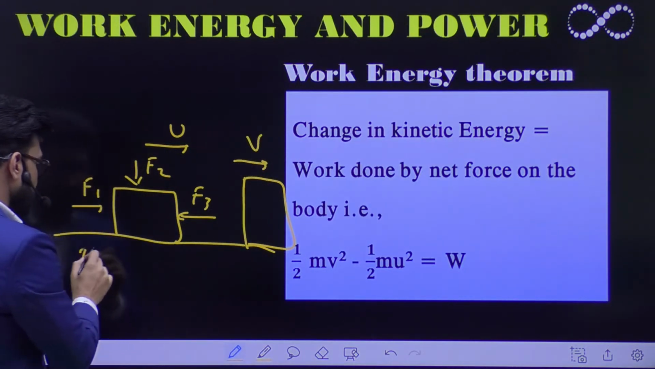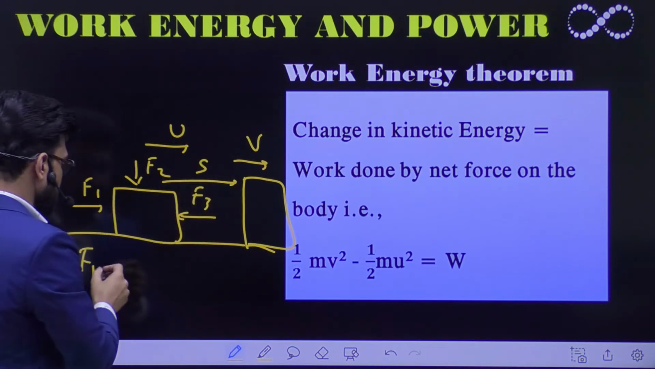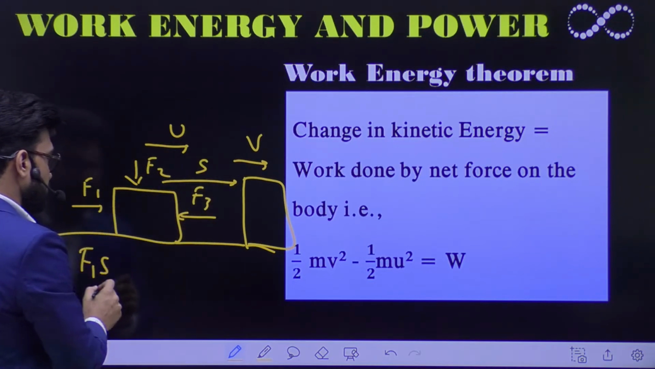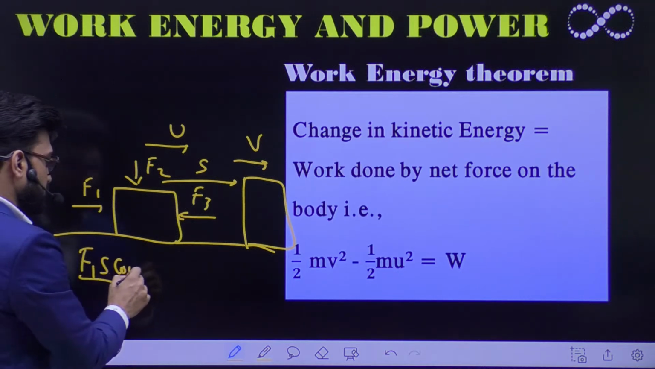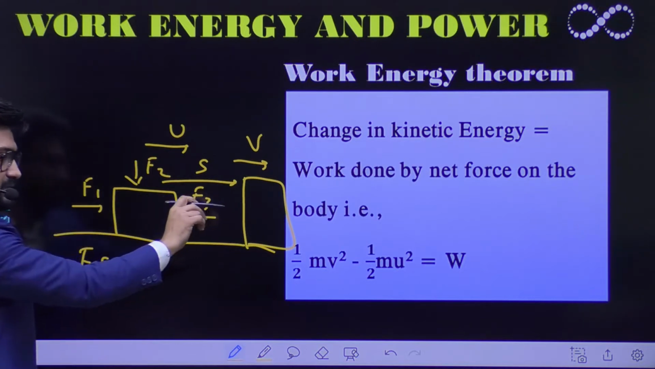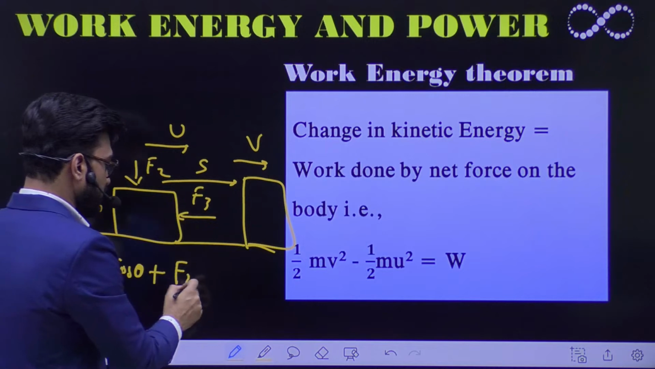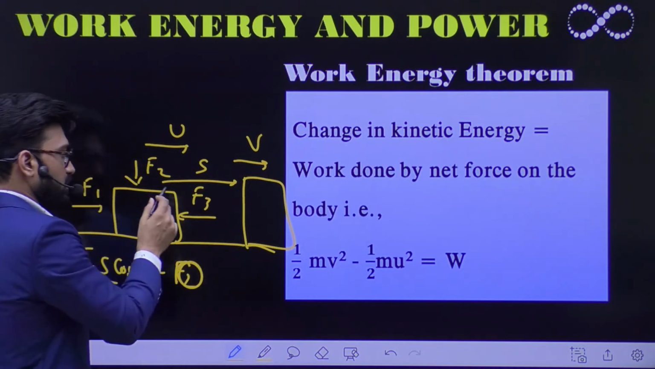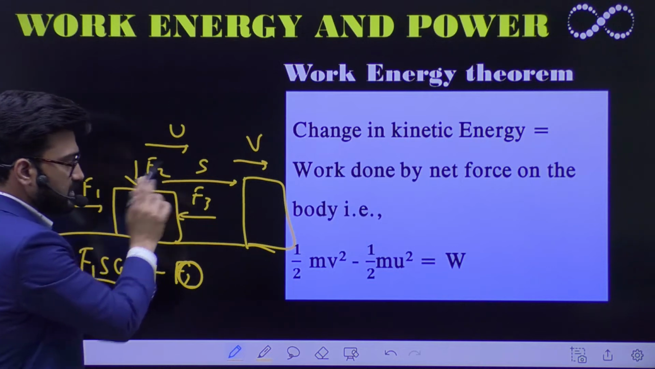Suppose it has moved a distance of s. The work done by force F1 is F1 into s into cos theta, which is cos 0 degree, because displacement is in this direction and F1 is also in this direction, plus work done by F2, which is 0 because displacement is in this direction and the force is acting downward, so the angle between them is 90 degree.